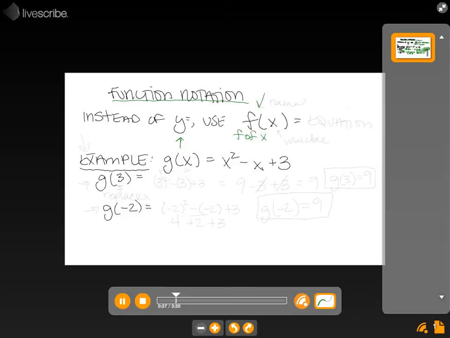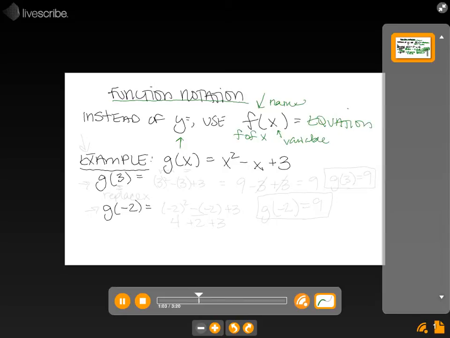Now what this stands for: f is the name of our function. A lot of times we use the letter F, but it could be any letter. I could have G, P, R, A, it doesn't matter. But usually we use F because function starts with the letter F. And then what's inside the parentheses is the variable we use. So this is function F, and the variable we use in this particular problem is the variable X. And then that equals some equation.